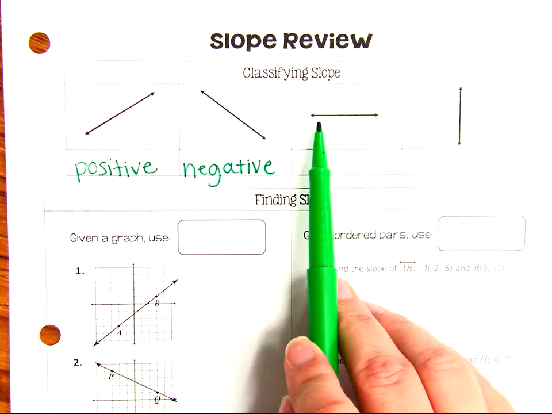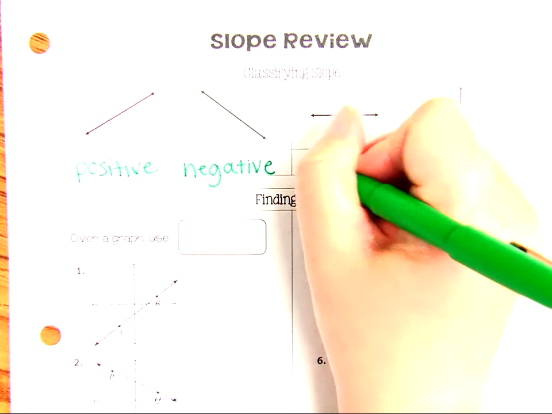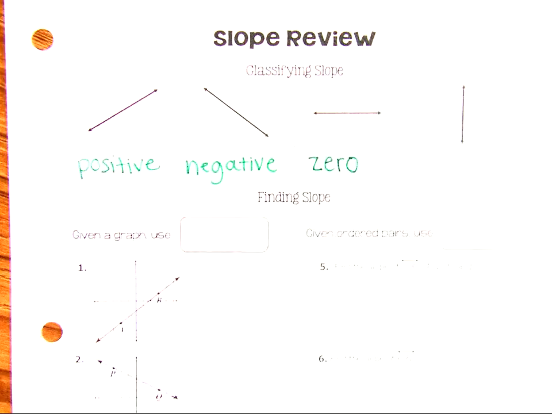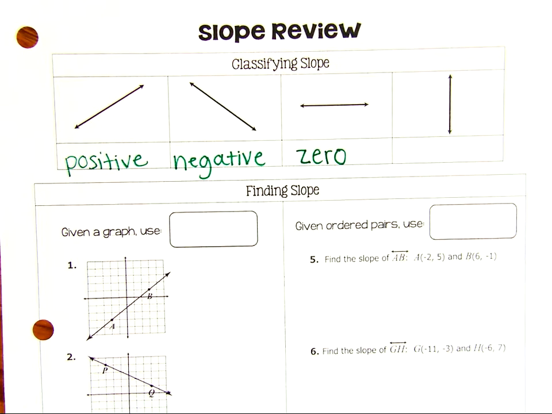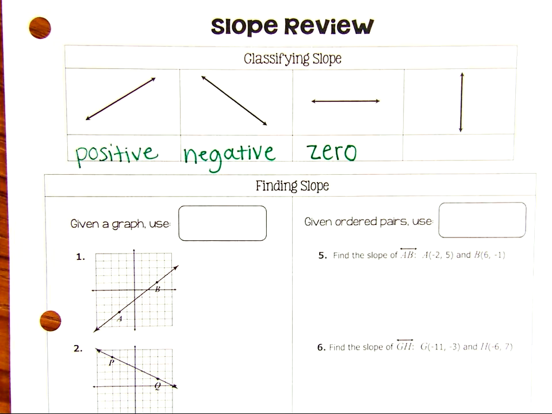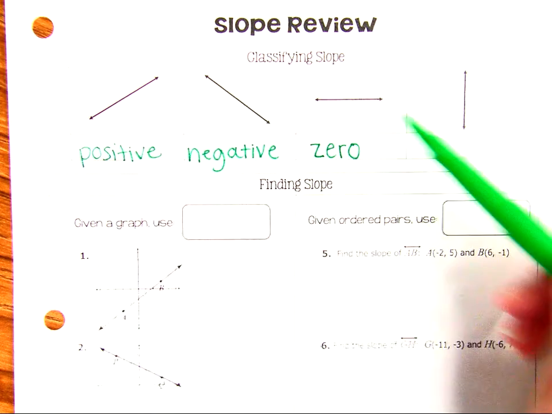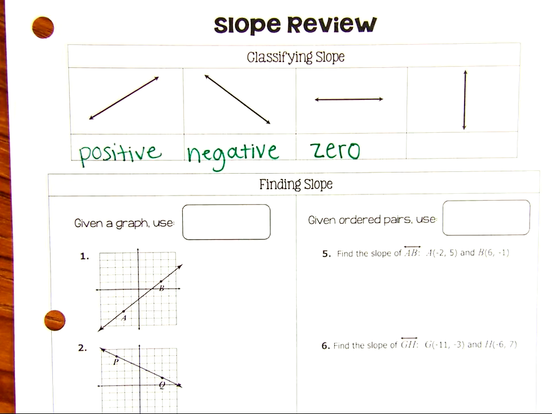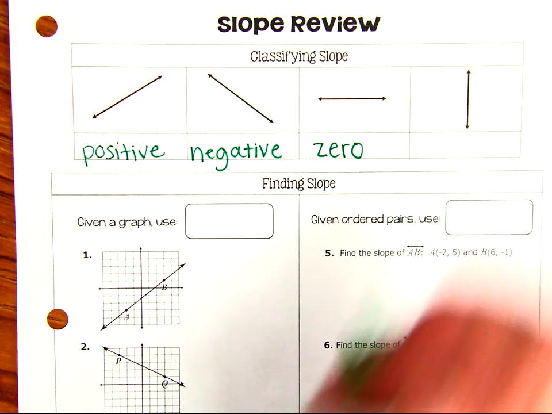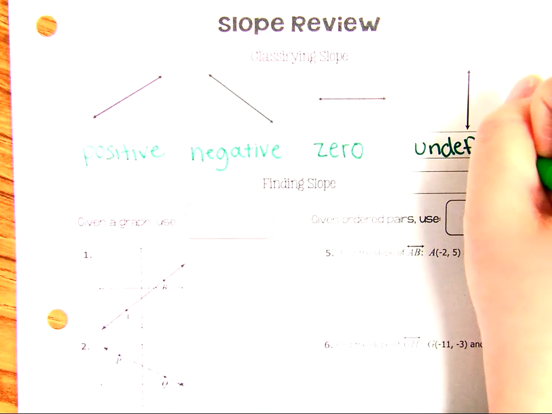And this one, a horizontal line, slope is 0. And you can help remember that by the fact that the 0 has an O in it, and then horizontal has an O. But also, if you notice, nothing's changing. There's no rise. Okay, so no rise gives us a 0 slope. And a vertical line has an undefined slope.